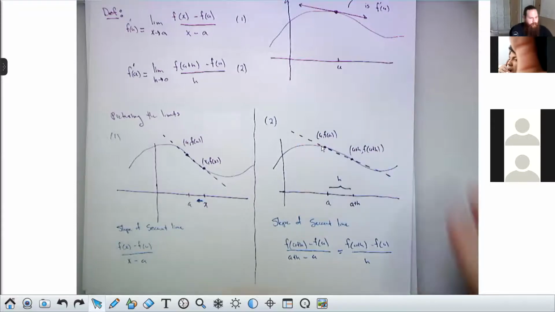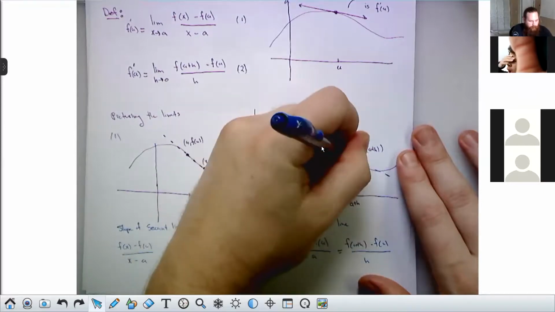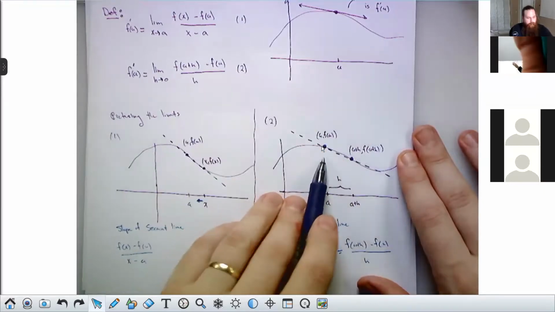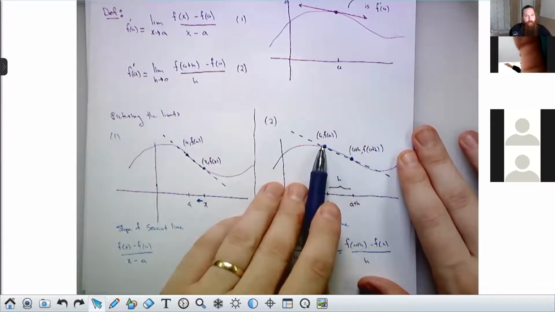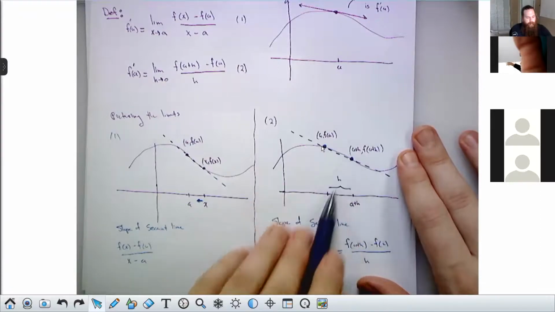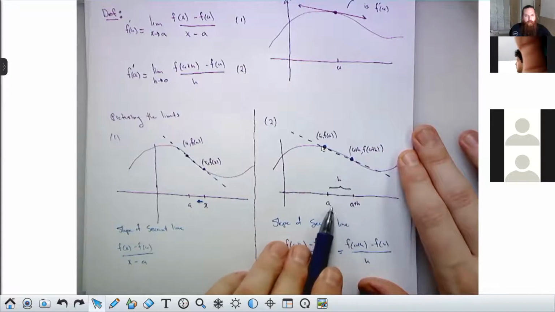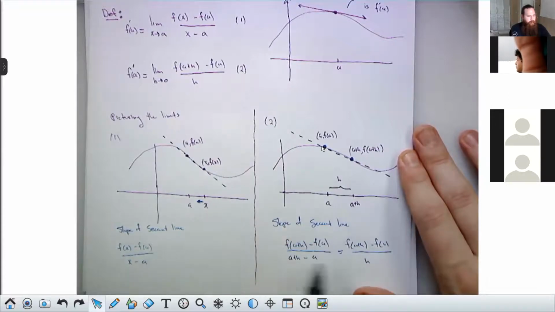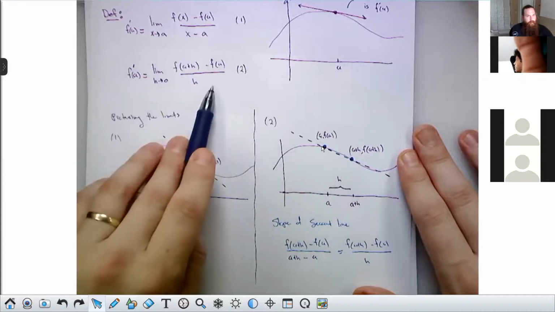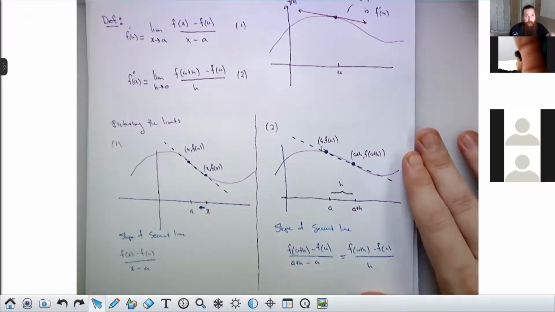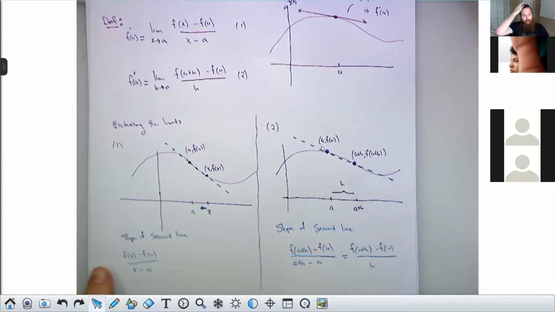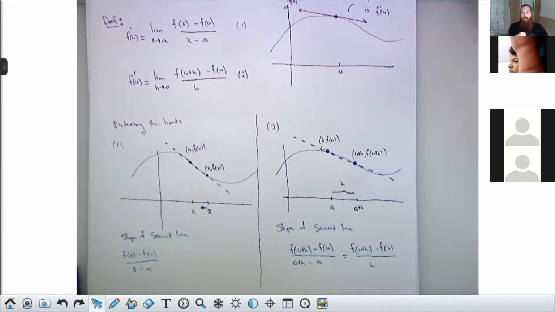I have two points on my graph, here and here. I want to keep this point fixed and drag this point closer and closer to it. Well, here, if this guy has x value a and this has x value a plus h, then sending h to zero will drag this point closer and closer to this point. So that's where the two different formulas for the derivative come from. They're really doing the same thing. Both of them are formulas that give you the slope of the tangent line as a limit of slopes of secant lines.